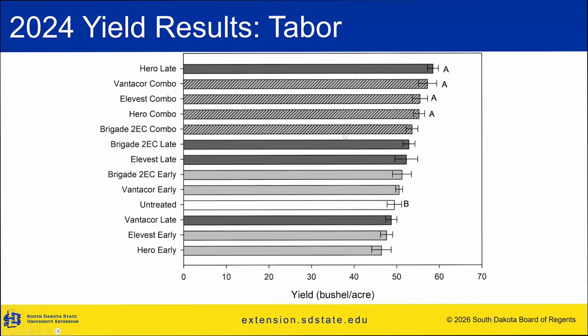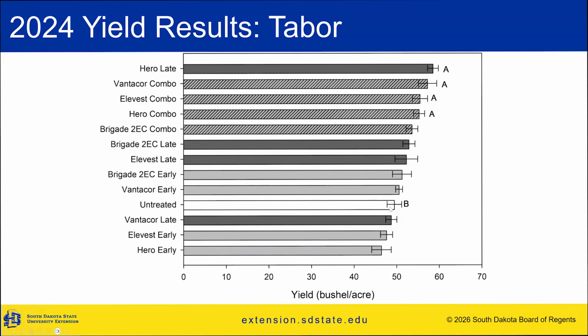But when we looked at our Tabor location, which had a little bit more pressure from the Dectes stem borer in 2024, we saw we had more treatments stand out. So same setup. So our Hero late, our Vantacor combo, Elevus combo, and Hero combo. So those are the ones applied at 2 time points. The one was just at the later time in July. They all stood out as being significantly different from our untreated control.